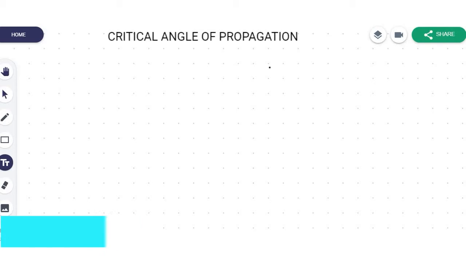In this class we are going to discuss the critical angle of propagation. Then we'll discuss what is acceptance angle, what is acceptance cone, what is numerical aperture, and what is fractional refractive index change. These are some of the technical terms associated with optical fibers. These are the portions that we are going to cover in this class. First we'll start with the critical propagation angle.